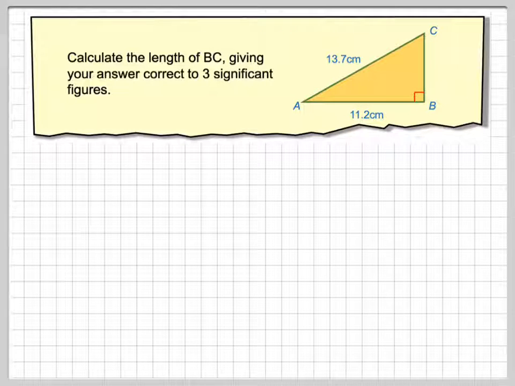Right, here we have a right-angled triangle, ABC. It says calculate the length of BC, this length here, giving your answer to 3 significant figures. Notice we're being asked to find one of the smaller sides of the right-angled triangle.